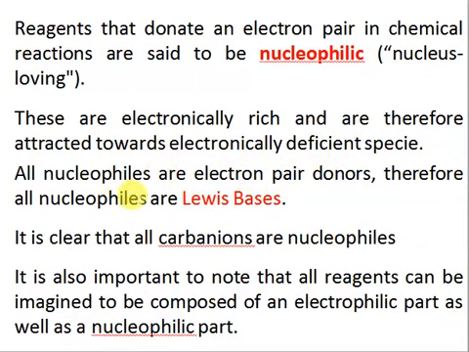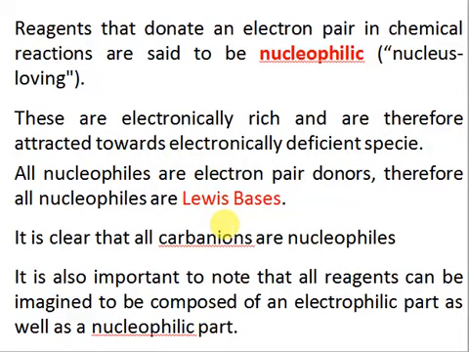So whenever you want to see whether a species will act as a Lewis base or a nucleophile or not, just remember, whenever you see a full negative charge, a partial negative charge, or an atom with a lone pair, that species will act as a nucleophile, right? So here we have drawn the conclusion that a nucleophile must be either partially negative, have a full negative charge, or have a lone pair, right? Carbanions have a full negative charge, so it is understood they are acting as nucleophiles. Also remember, all nucleophiles are Lewis bases because they are electron pair donors, right?